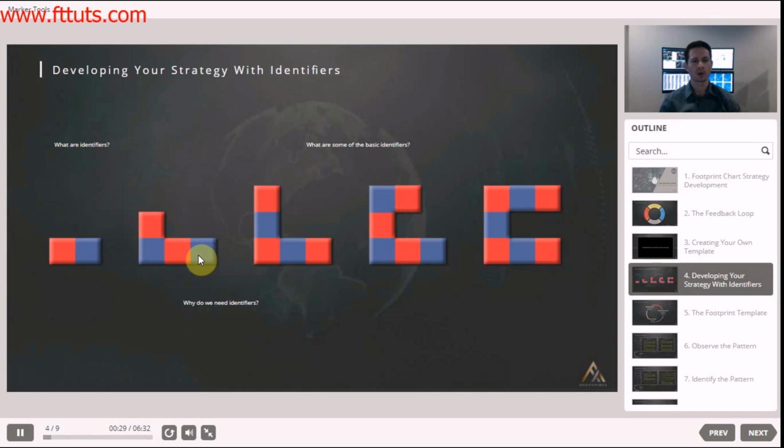Now, the questions you want to be asking yourself are, what are identifiers? What are some of the basic identifiers that you'll be learning about and utilizing? And why do we need these identifiers? So first up, what is an identifier? Well, it's simple. It's a stencil. Okay, it's a stencil that you apply to the markets daily, which you will fill out in order to recognize patterns. All right, now, put more simply, it's an exact created process to follow to determine deviation.